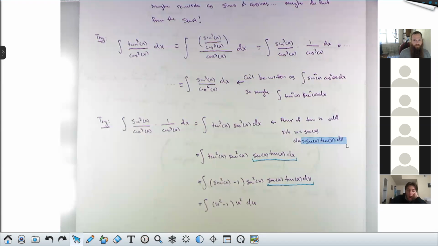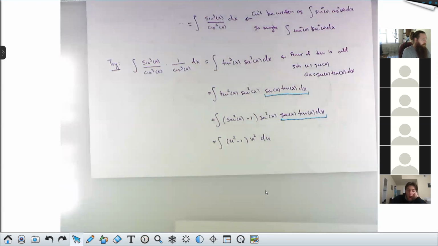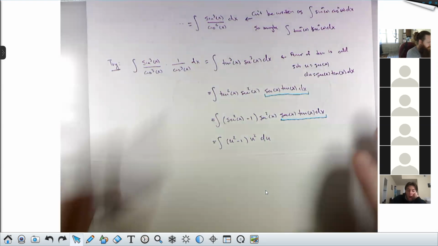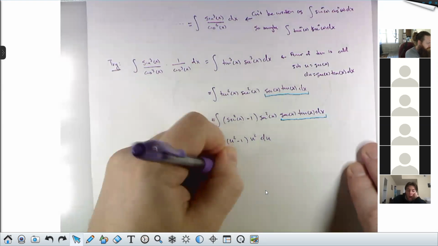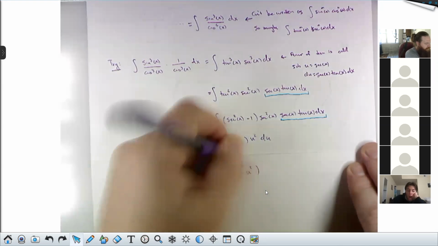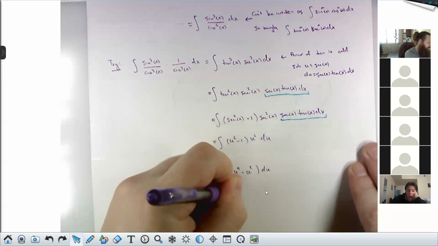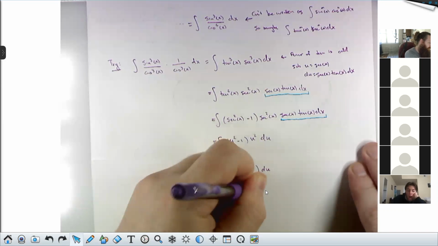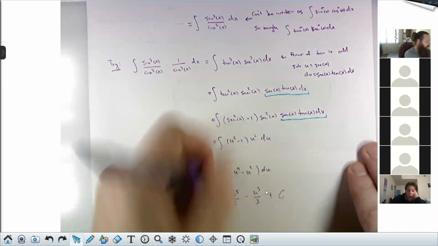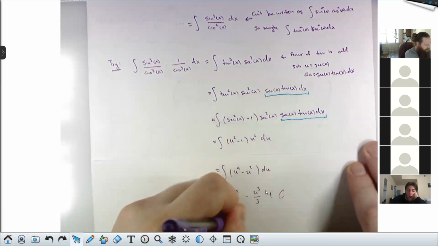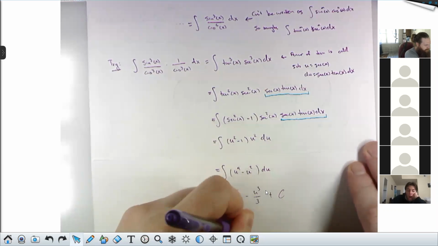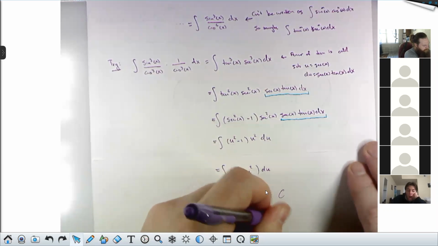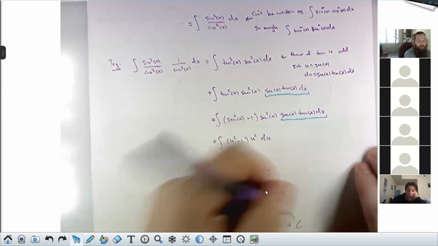du is secant x tangent x dx, and these pieces are u squared minus 1 times u squared. So we tried a few things before we ran into one that we knew exactly what to do with. But once we found that, the integral is quite easy. This is the integral of u to the 4 minus u squared du, which is going to be u to the 5 over 5 minus u cubed over 3 plus a constant, which is the secant function. So it's the 5th power of secant over 5 minus the 3rd power of secant over 3 plus a constant.